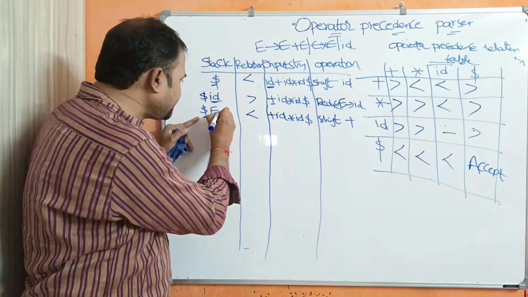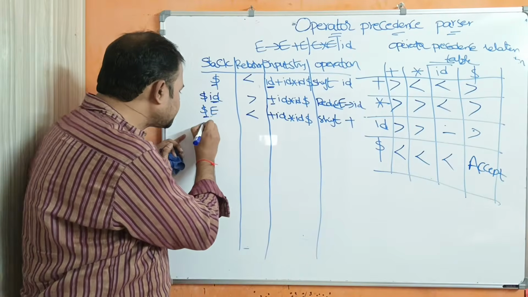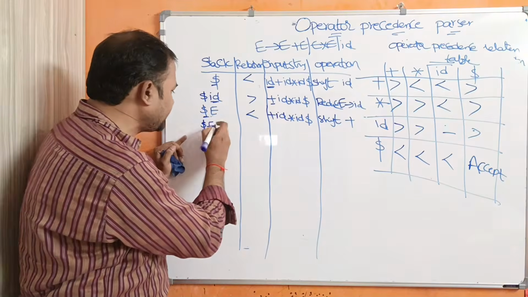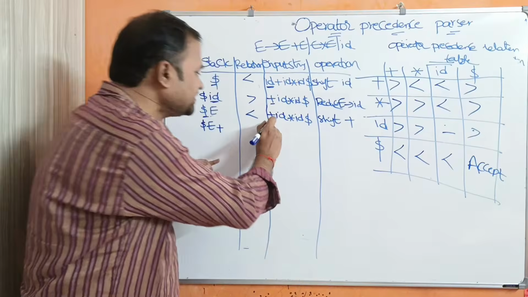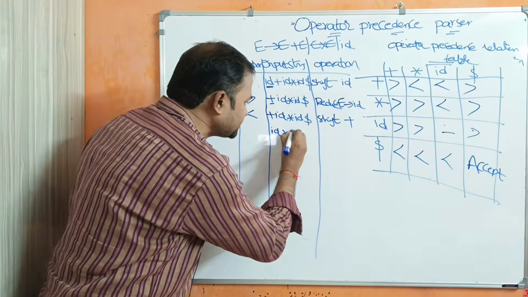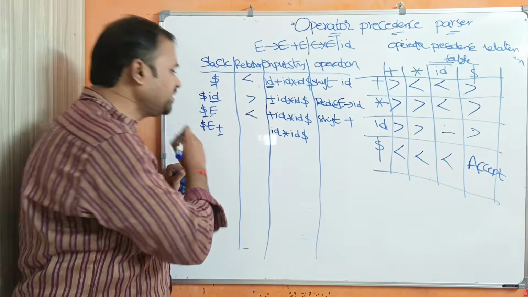So now the content of the stack will become what? Dollar E. So now we need to shift that plus. Now this plus is over. This plus is pushed onto the stack. So what is the remaining input string? ID star ID dollar. Okay. Now what is stack topmost symbol? Plus.